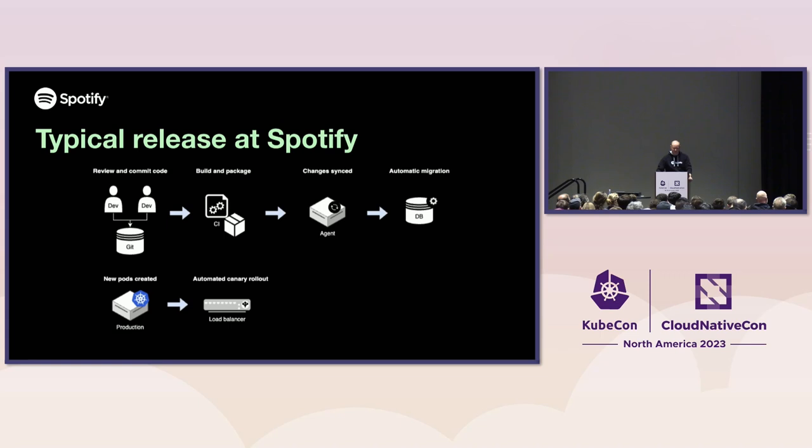Cloud resources are automatically synced based on the declarations in the code. Database changes are automatically applied based on migrations in code. New application pods are created, again, based on declarations in code. The rollout is handled automatically based on canary configuration in code. So the release is completely automated. The only people left in this process are the developers.